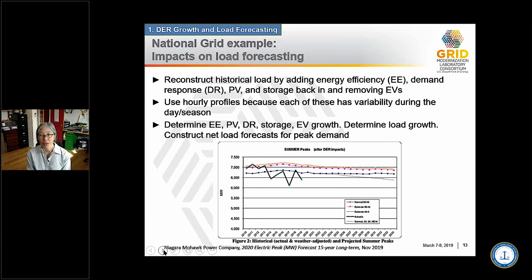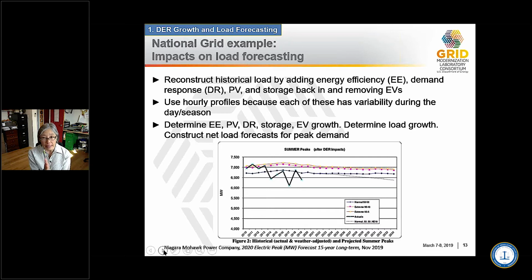So they reconstruct their historical load by trying to disaggregate the impact of energy efficiency programs, demand response programs, how much PV we had on our system, how much storage, how many electric vehicles, and pull out those signals from the load. And again, you have to use hourly profiles because all that stuff is variable during the day or variable during the season.